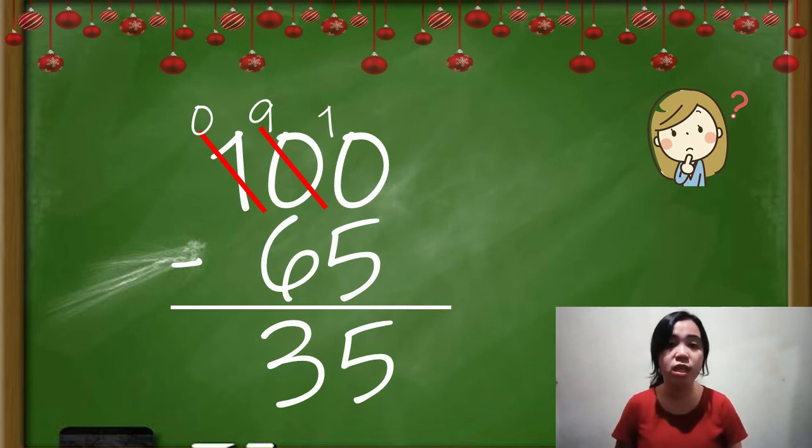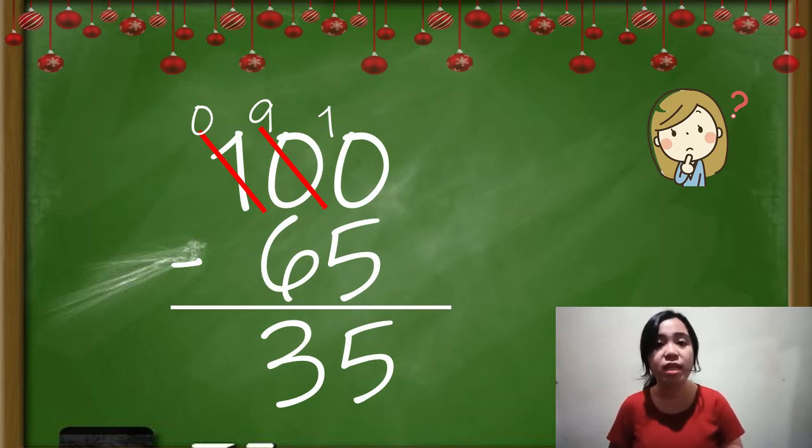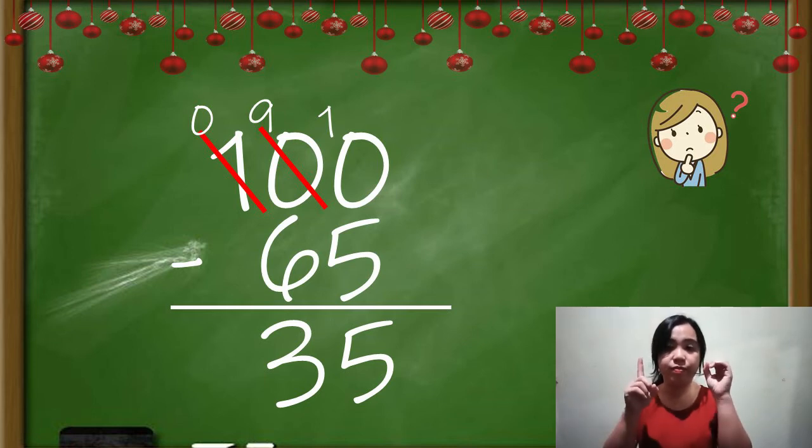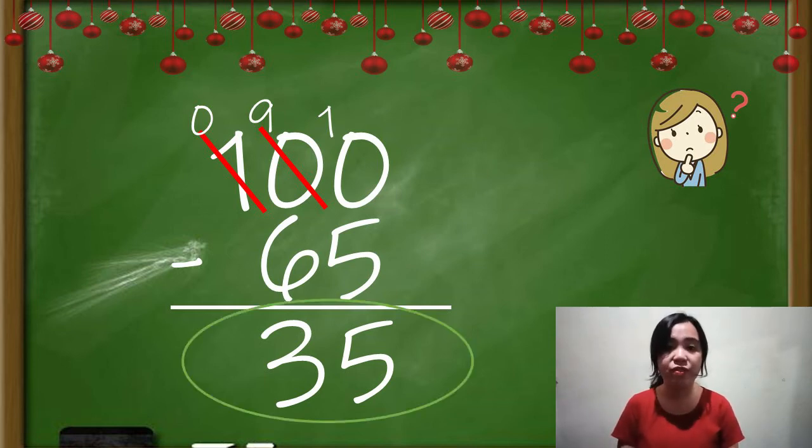And of course, 1 became 0. Therefore, you can bring it down, but you can also not do it because that's already automatic. So, 100 minus 65 is equal to 35 pesos. So, therefore, the change Sophia should get is 35 pesos rather than 30 pesos.